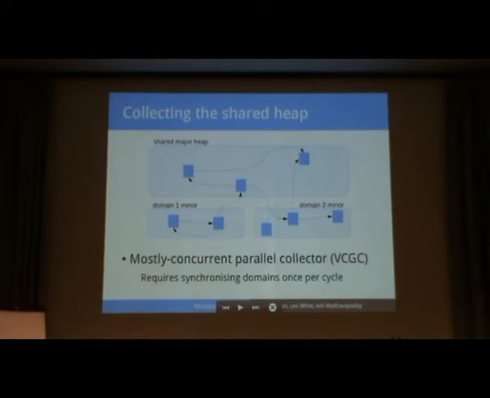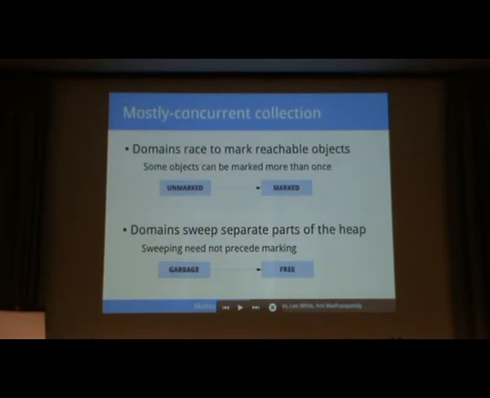For the shared heap, we're going for a mostly concurrent parallel collector along the lines of the very concurrent garbage collector from the Inferno project. So I'll say a little bit about how that works. Every object in the heap is either unmarked, marked, garbage, or free. Threads marking data are trying to turn things from unmarked to marked. So say that this object is still alive. When sweeping data, they're trying to turn things from garbage to free.